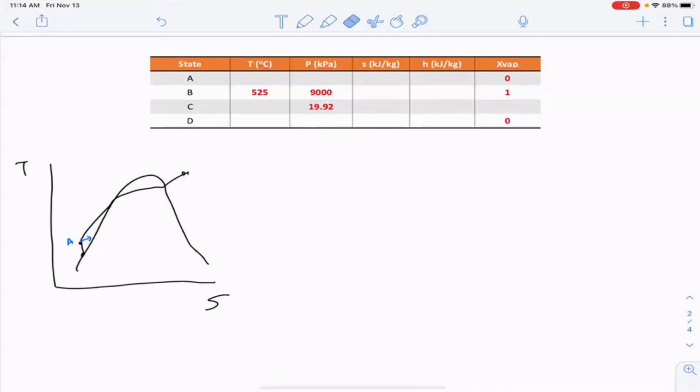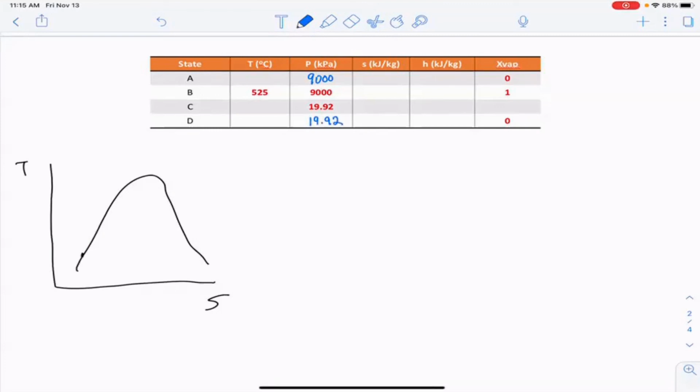Okay, so to do that, we're going to insert some of the information that we already know. So first of all, we still have the same design points here. So at A, we still need to get up to 9,000 kilopascals. And at D, we're at 19.92 kilopascals.